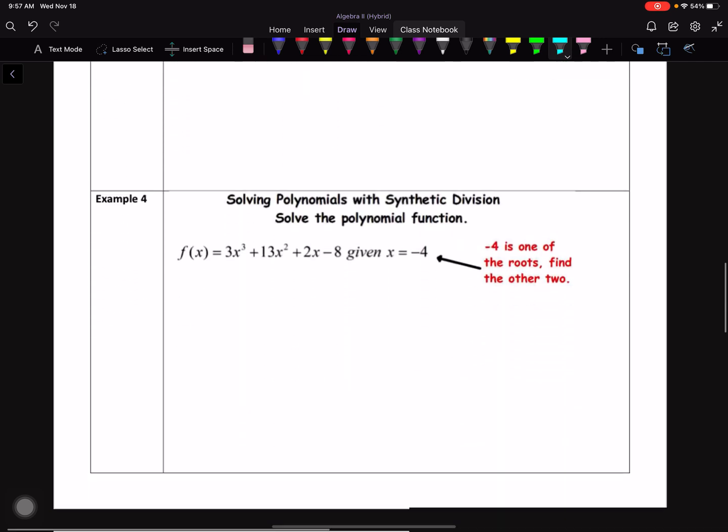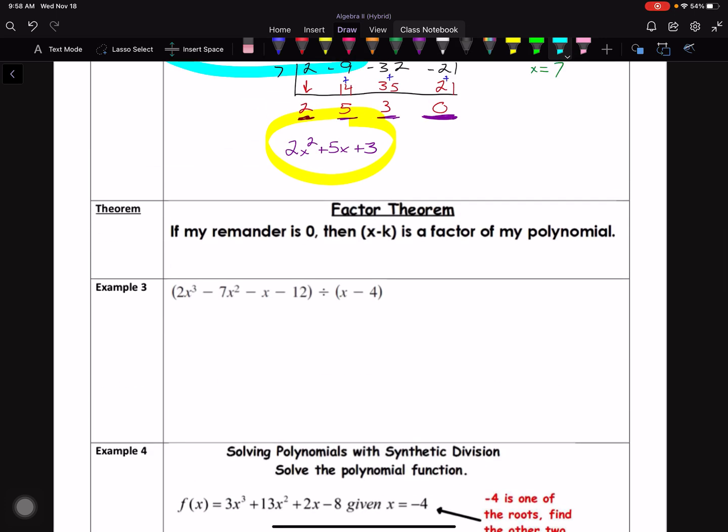So let's try another example really quickly. Here we go. We'll go 2, -7, -1, -12, and you could probably do the math in your head and find out that x is going to equal 4. But here it is again. Add 4. Okay, so I'm going to drop this down. 2 times 4 is 8. Add them up. -7 plus 8 is 1. Multiply them, you get 4. -1 plus 4 is 3. 3 times 4 is 12. So we got a remainder of 0, which means that x minus 4 is a factor.